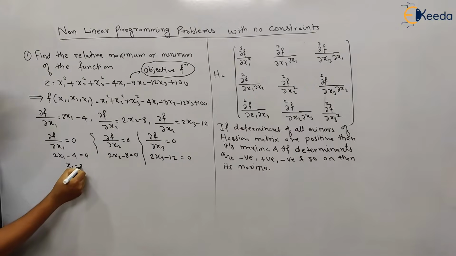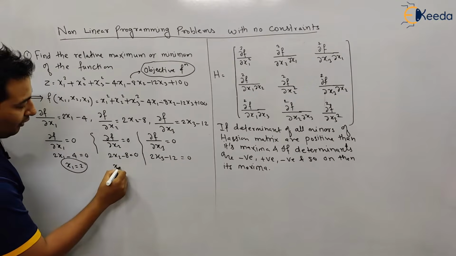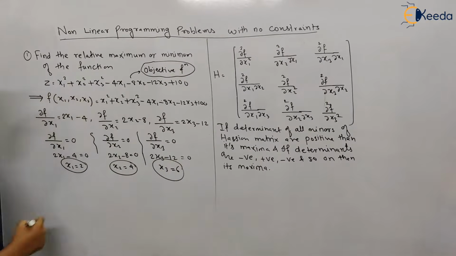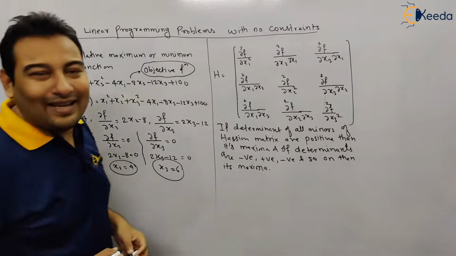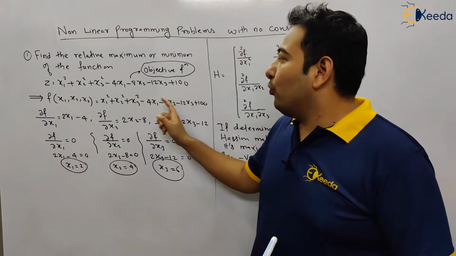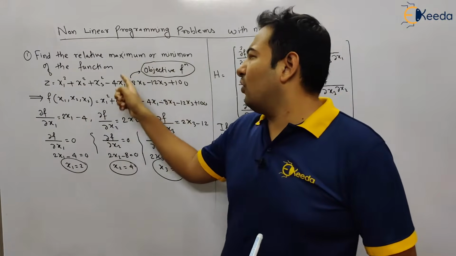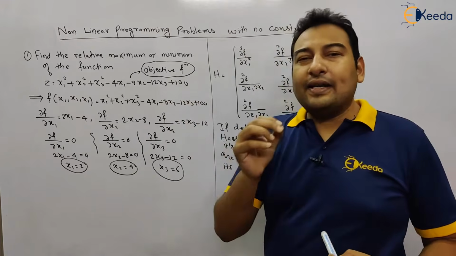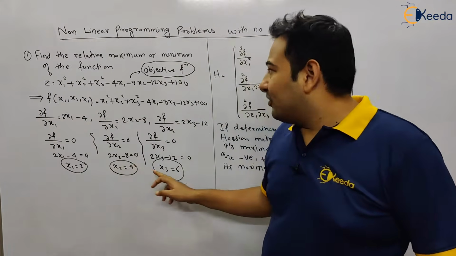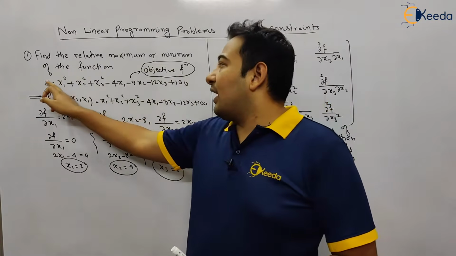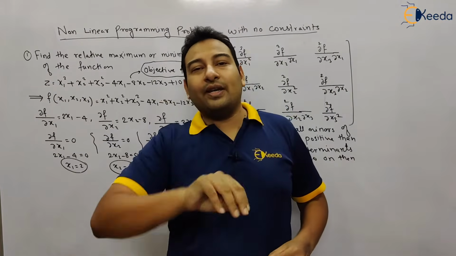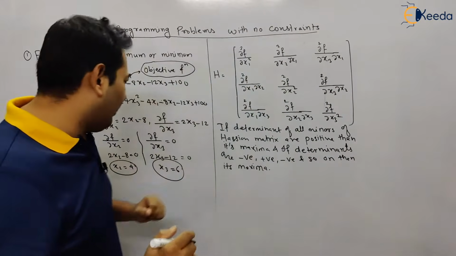So from this, x1 equal to 2, x2 is equal to 4 and x3 is equal to 6. We got the values of x1, x2 and x3. Now if I put these values in the function z, or this function f, I will get a value. That value will be either a maxima or a minima value. So let us do it.